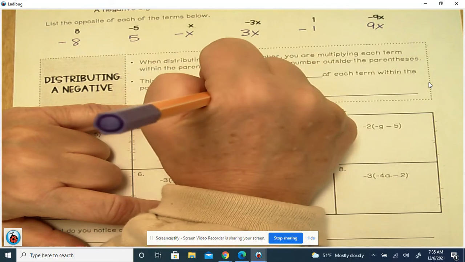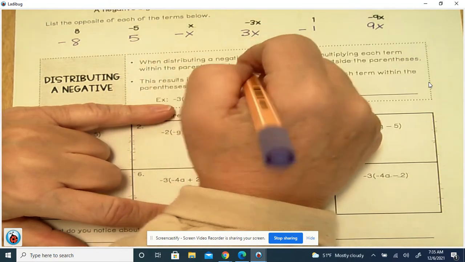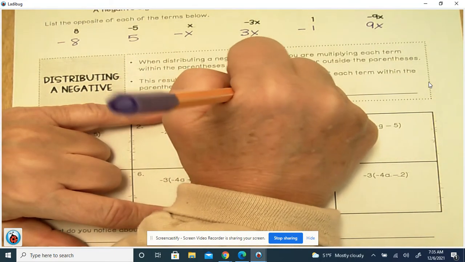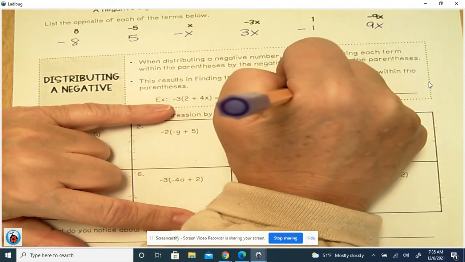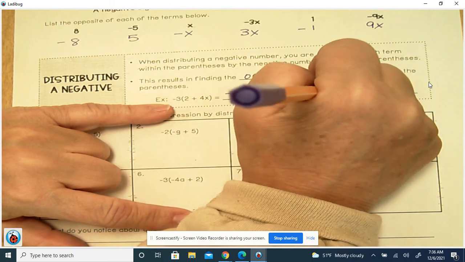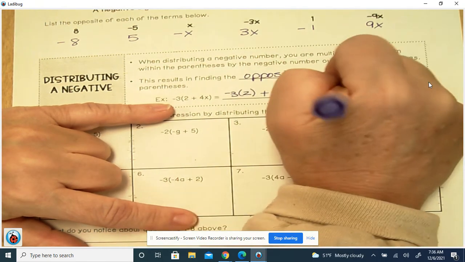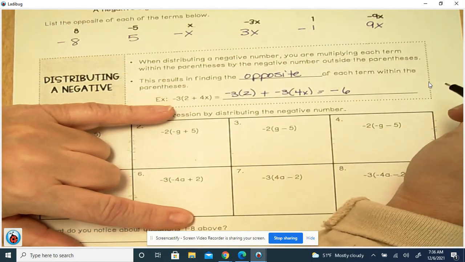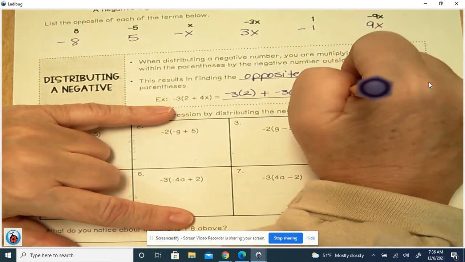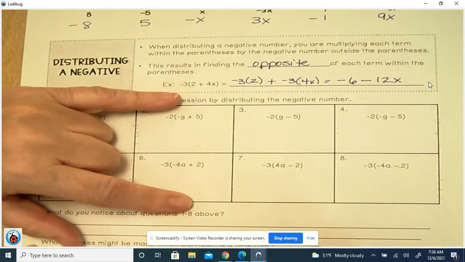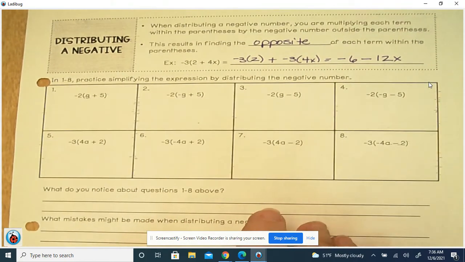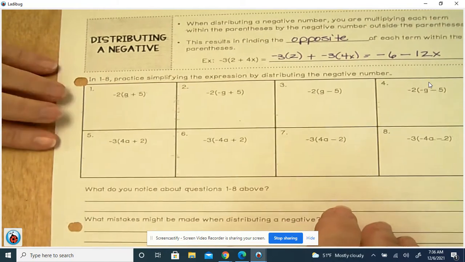So this would be a negative 3 times 2 plus a negative 3 times 4x. And that gives us a negative 3 times 2 is a negative 6. And a negative 3 times 4x gives us a negative 12x. So in 1 through 8, we're going to practice simplifying the expression by distributing the negative number.